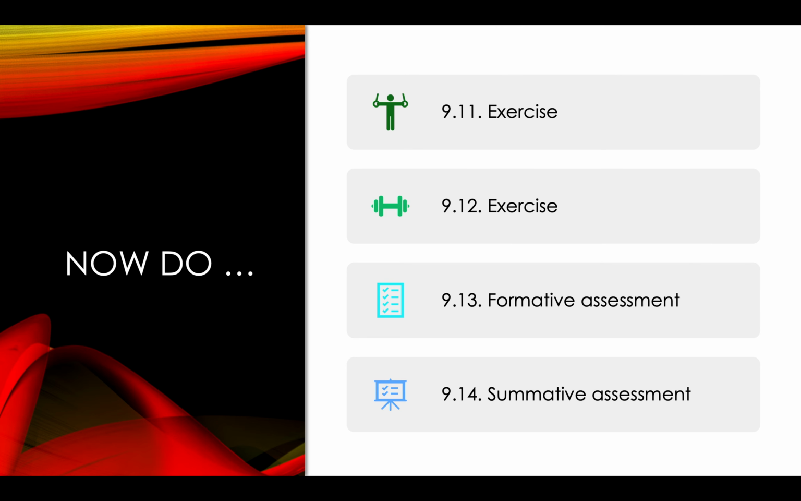You can now go and do the rest of the exercises to finish this chapter. Well done.